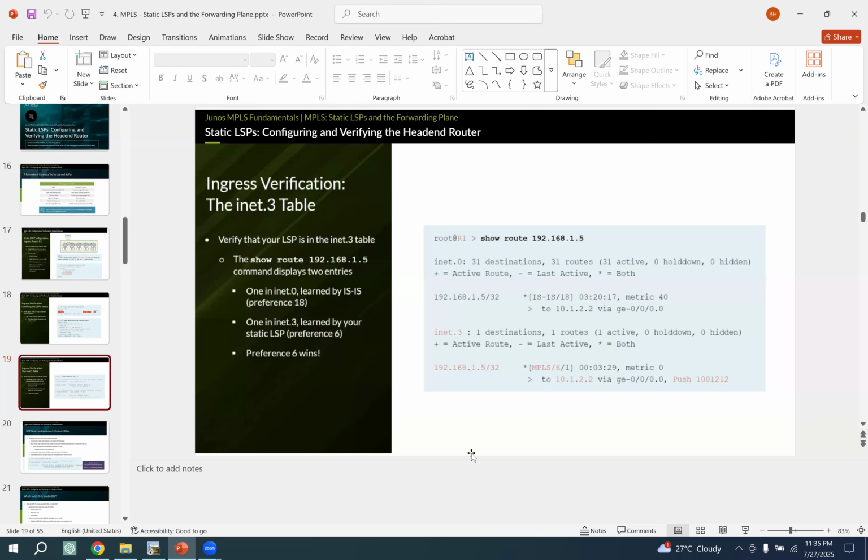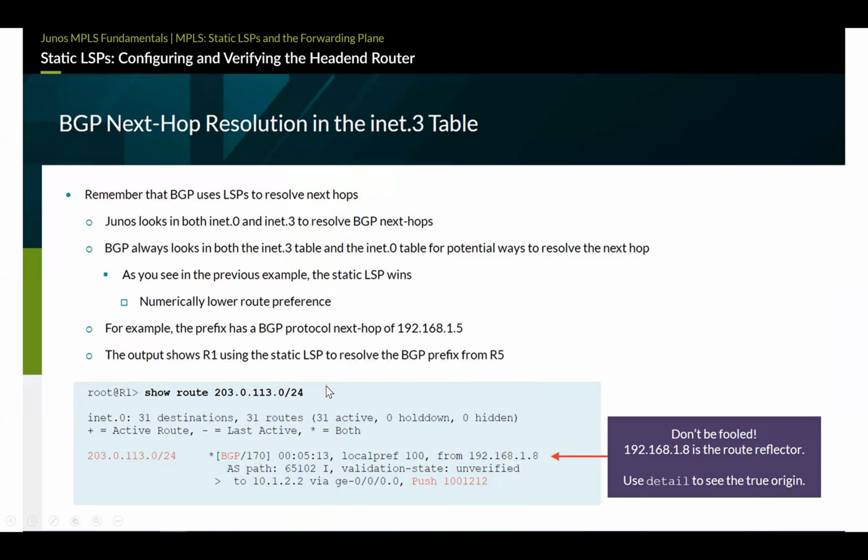Our static LSP ingress router configuration is done. Also, we verify the LSP. Okay, so BGP next hop resolution in the inet.3 table. It's basically the same concept discussed in BGP. BGP does not resolve the next hop in iBGP, so we need a policy to resolve or change the next hop.